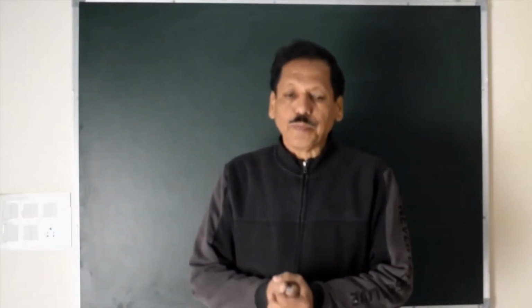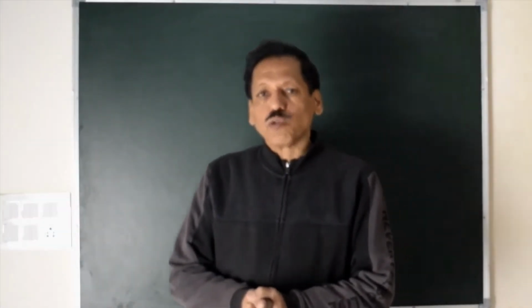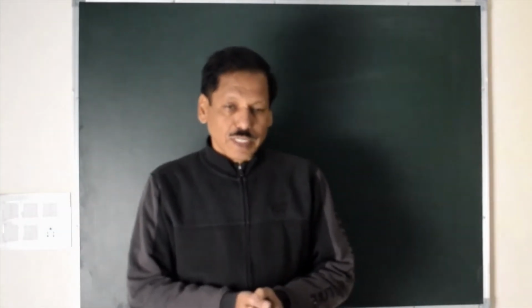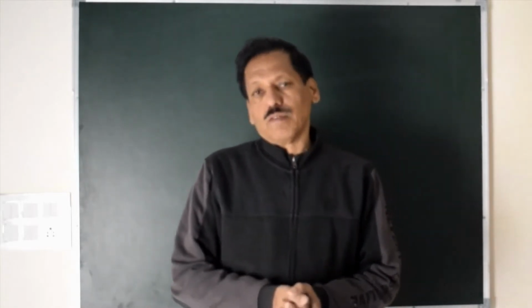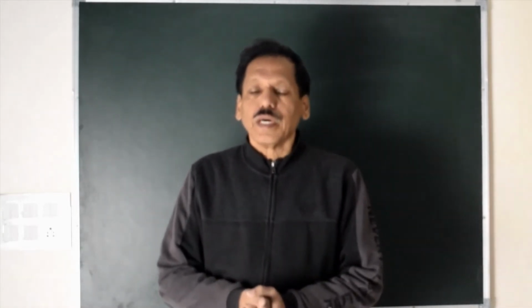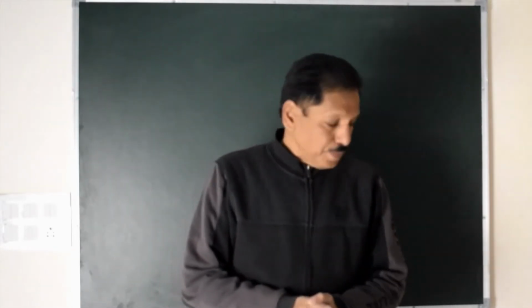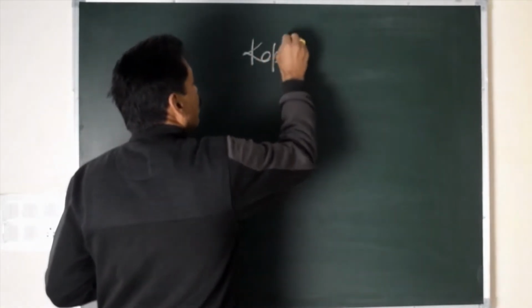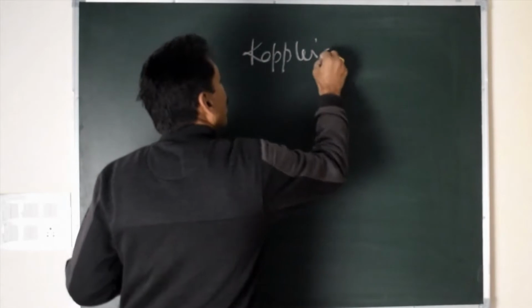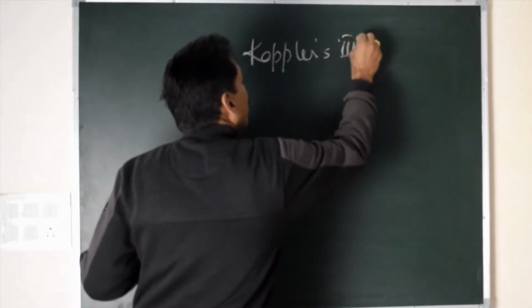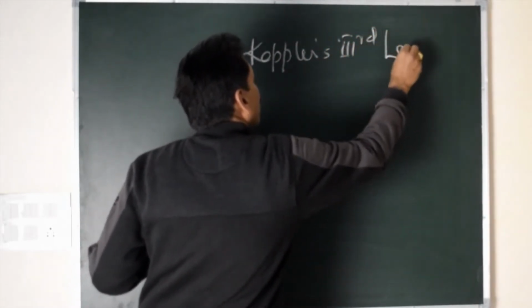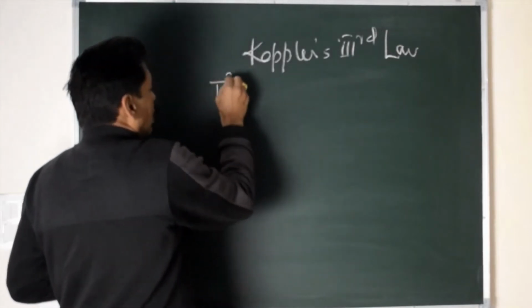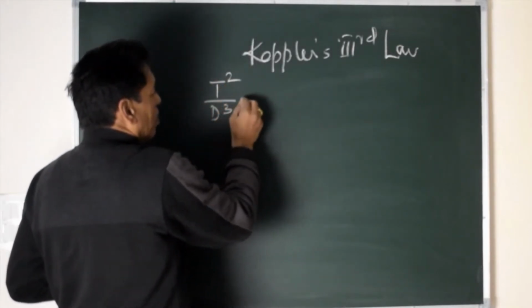Kepler's third law says that T squared upon d cubed for the planets is fixed. T is the sidereal period of the planets revolving around the Sun, and d is the distance along the semi-major axis. So, according to Kepler's third law, T squared upon d cubed is fixed.